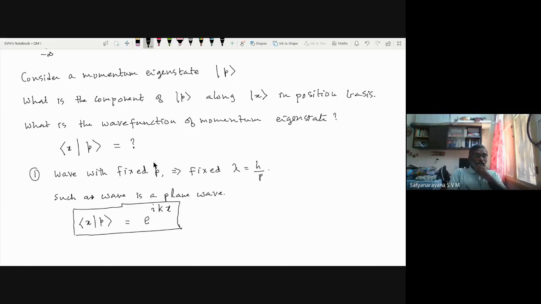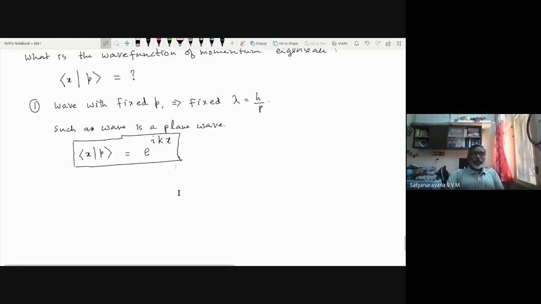This is one way to argue. Earlier also we argued that the plane wave has to be the wave corresponding to this. If you recall, when we presented a heuristic argument for the Schrodinger equation, we said that it can be written as a plane wave, because the plane wave has a fixed value of the wavelength, or a single momentum.